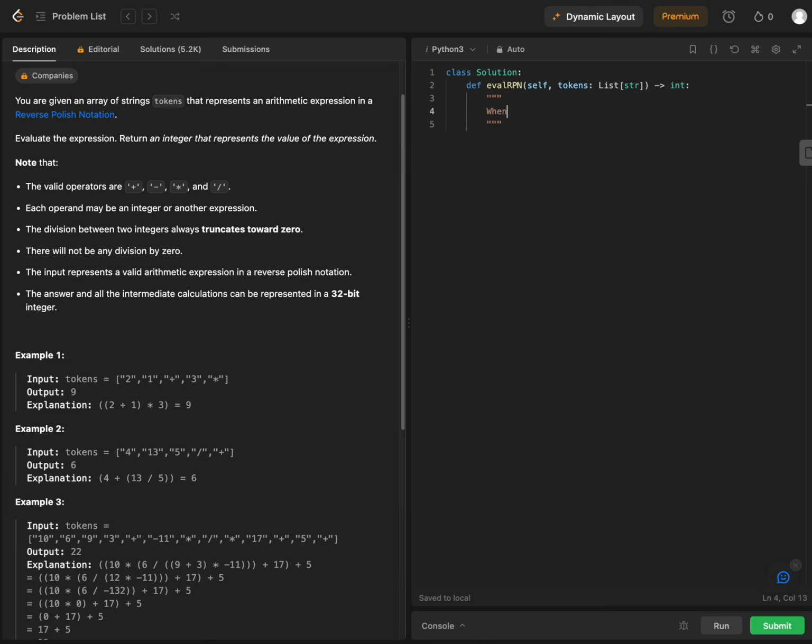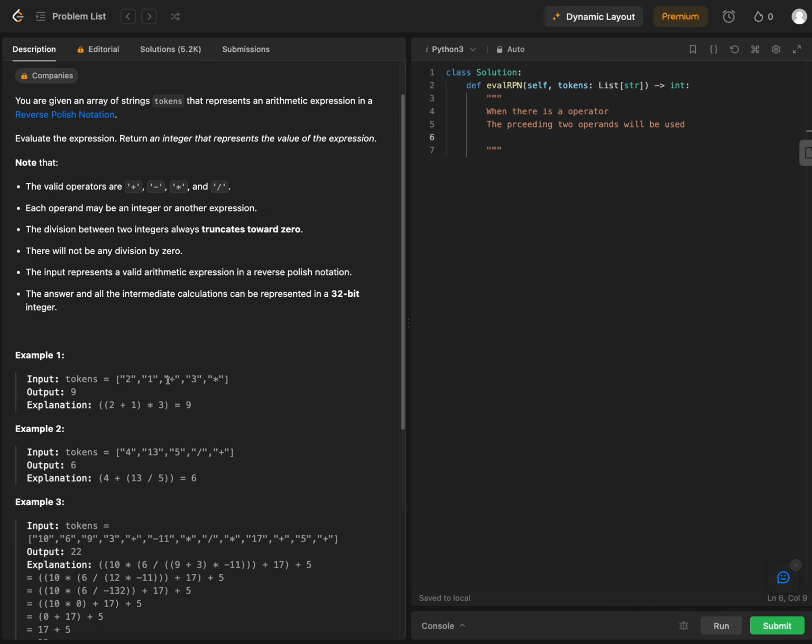Okay, so I believe the way we look at it in this case is that we want to see when there is an operator, the preceding two operands will be used. So let's see if this makes sense, right? We come here, this is an operand, and then this is an operand, and here we have an operator. So we want to use the previous two operands, which is 1 and 2, combine them together to form an expression, which is 2 plus 1, right?